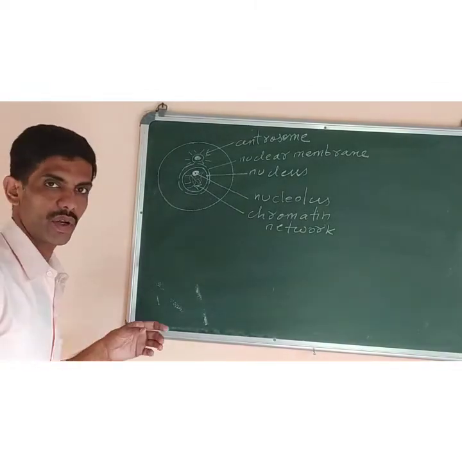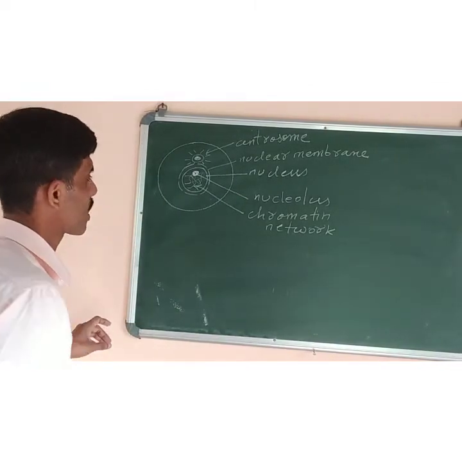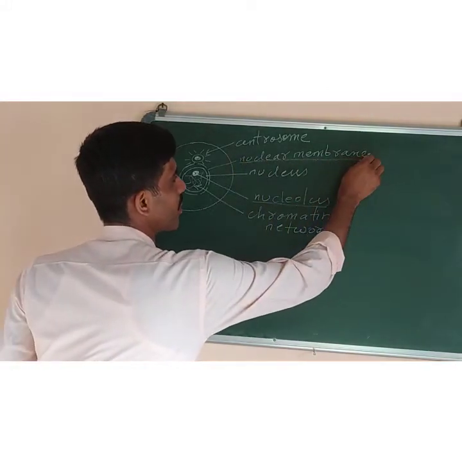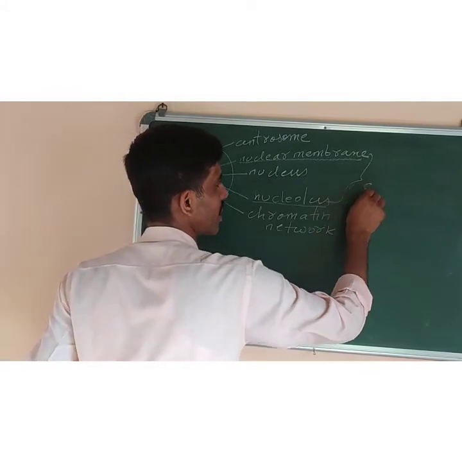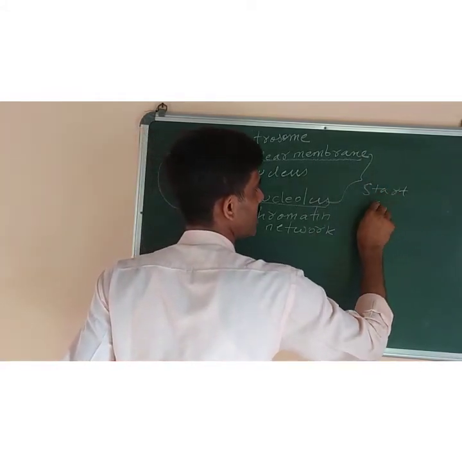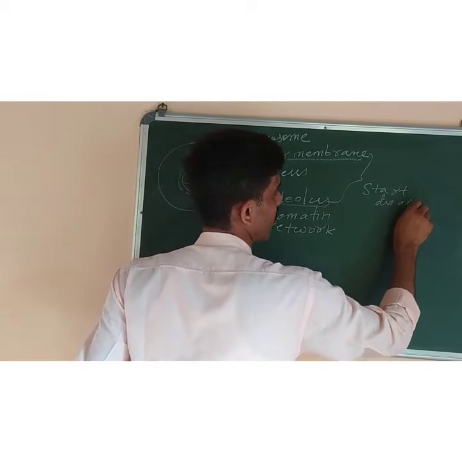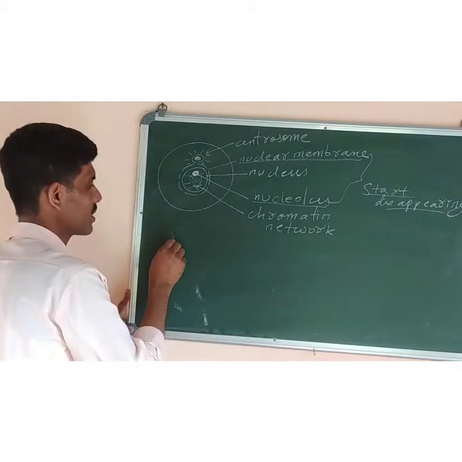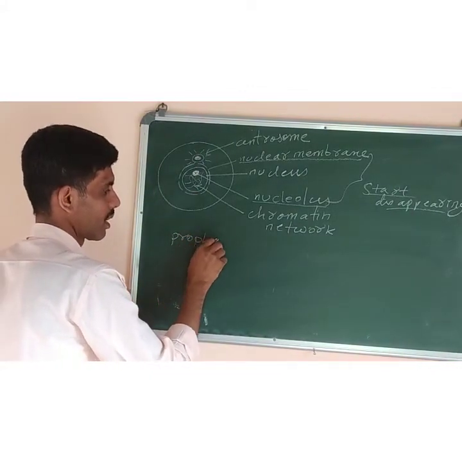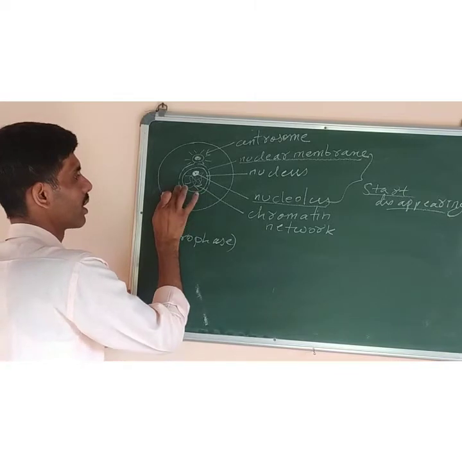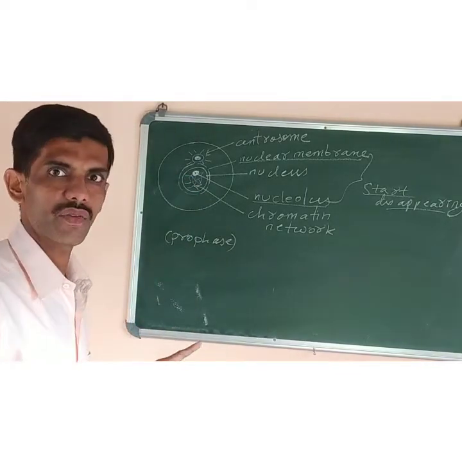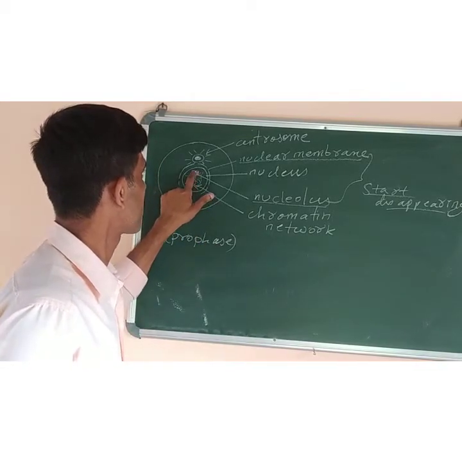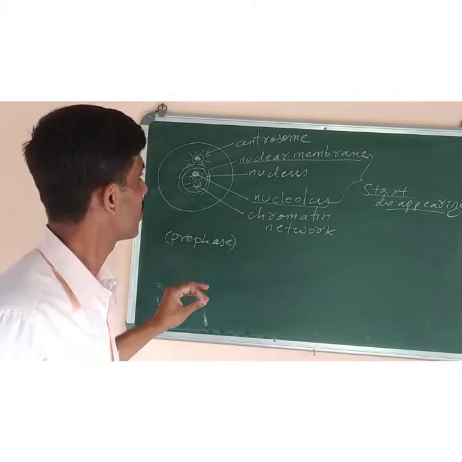Okay, now during prophase, what are the changes that occur? Number one, this nucleolus and nuclear membrane, both of them start disappearing. Means they will vanish, start disappearing during prophase. Means now it is going. Slowly it will disappear because it is not required. So membrane is gone, even the nucleolus will start going, vanishing. Okay, they will also vanish.